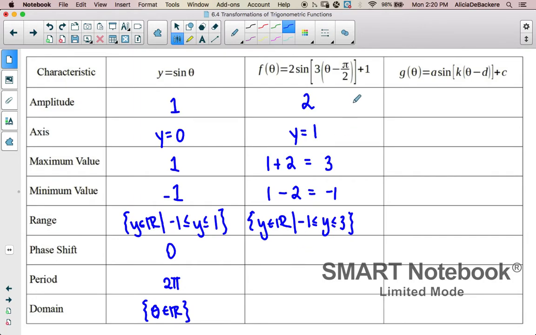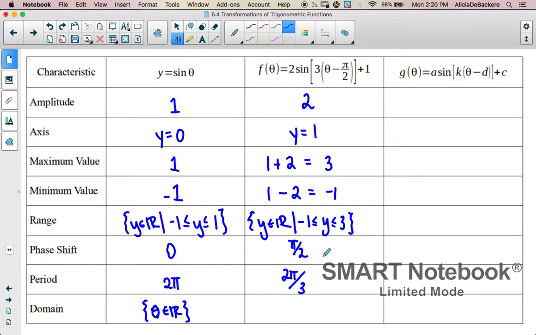For our particular graph, the phase shift was pi by 2. And then the period here, remember that we took the graph and we horizontally compressed it by 3. So we took the regular period and we compressed it by 3. So we'll say that the period is 2 pi by 3.